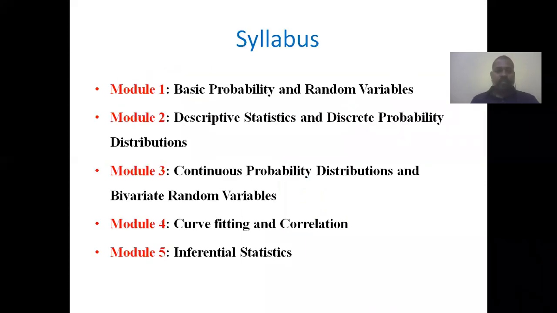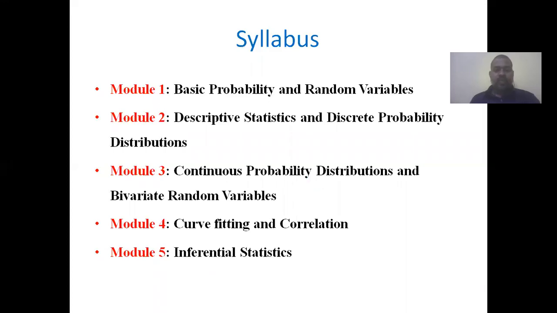So in this course we have 5 modules. Module 1, Basic Probability and Random Variables. In the Basic Probability, we study the basic definitions of probability, like what is an experiment, event, trial, then addition theorem, multiplication theorem, and respective problems. Then we move to random variables. In the random variables, we study discrete and continuous random variables.